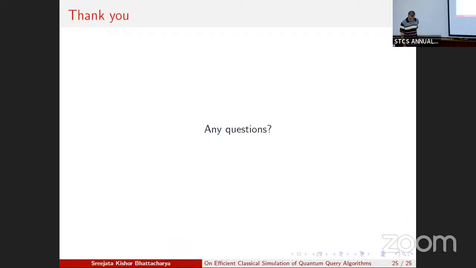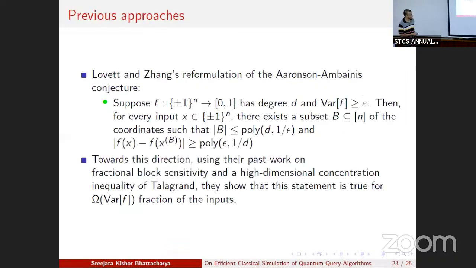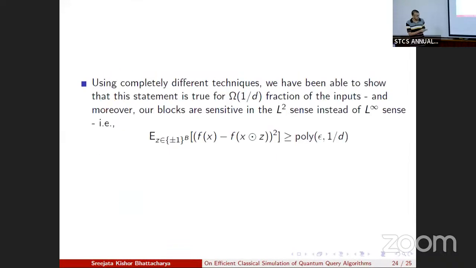What fraction of the inputs did you manage to get that for? I got omega 1 by d, they got omega variance. Our fraction is slightly worse, but we have this extra strengthening that on average you are sensitive. Wait, there is also a tail bound result. No. I mean, there is a tail bound. So they use a tail bound result of Talagrand, that is completely different.